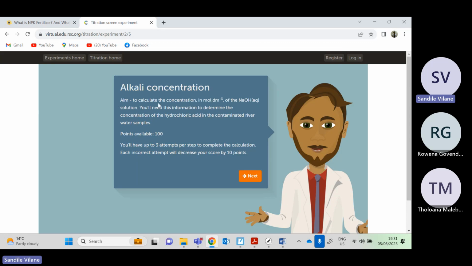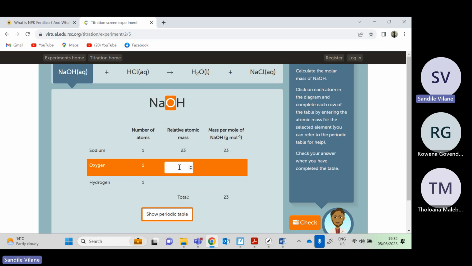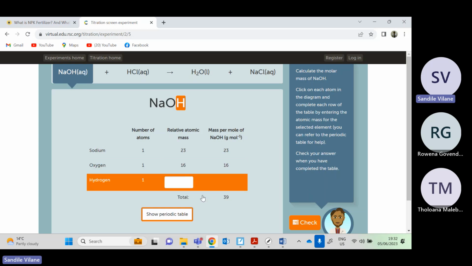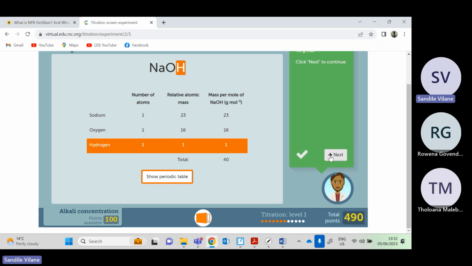I'll aim to calculate the concentration in moles per cubic decimeters of this in the contaminated river. Let's look at that. So what do they want us to do? The relative atomic mass of sodium from the periodic table is 23. That of oxygen, remember from the periodic table, is 16. And that of hydrogen is 1. Okay, so the total is that one. Then let us check, that is correct.